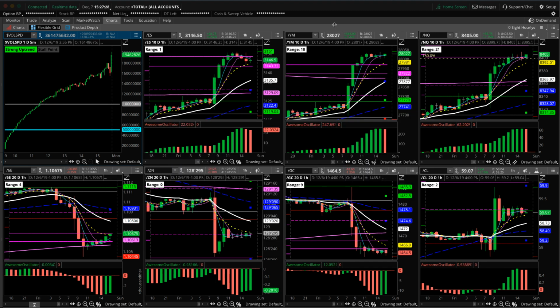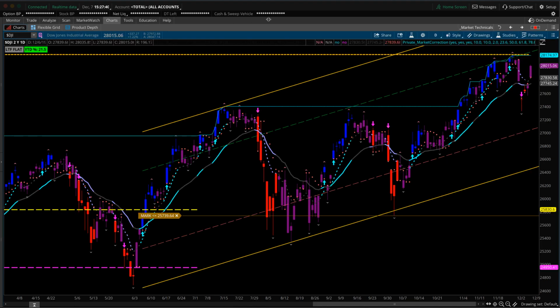Great. I know I've had people ask me that before, and I wanted to make sure that I was able to show that to you guys because I know some of you are asking how to do that. Very handy tool. So let's go over to charts, and now we're looking at the market technicals for the Dow Jones Industrial Average.